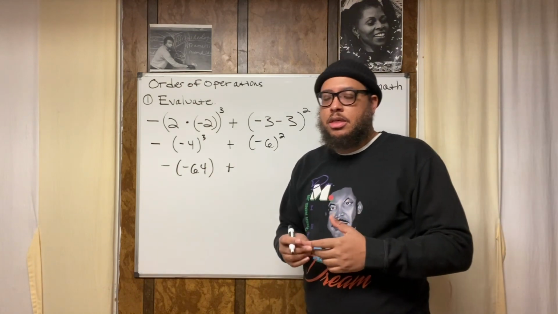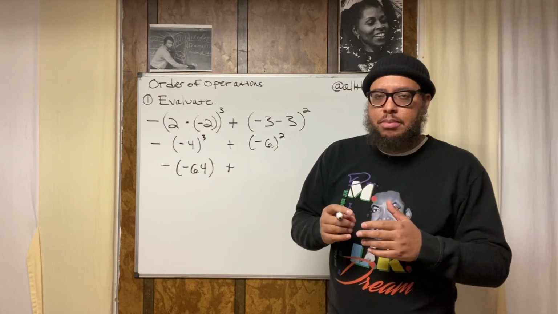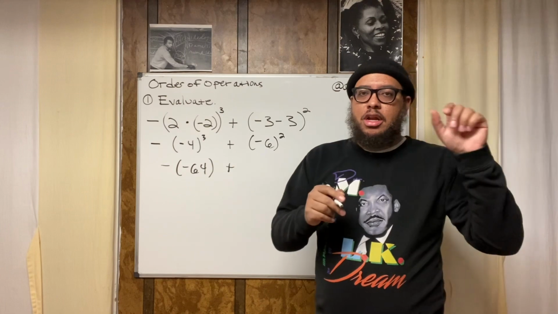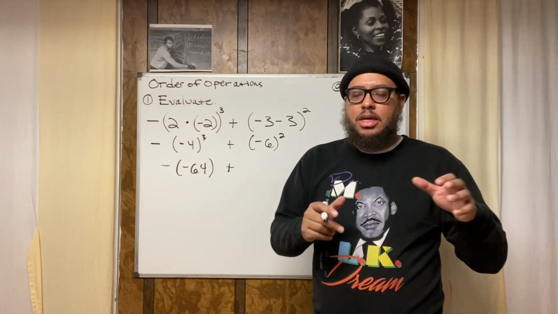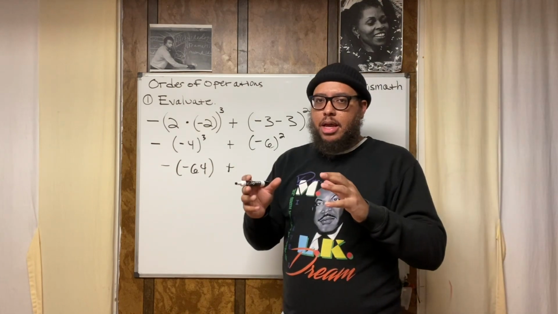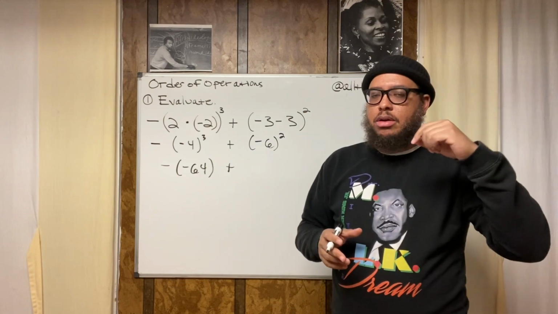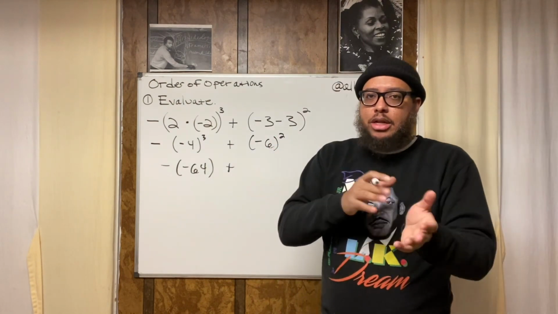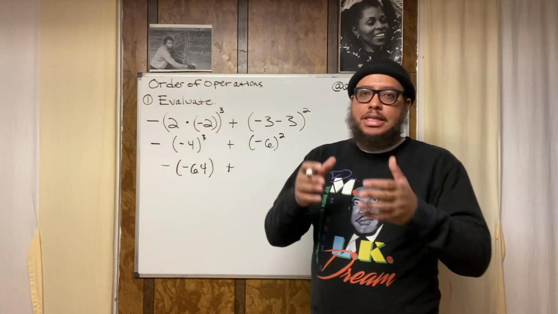Sometimes parentheses represent multiplication because if a number is inside parentheses and there's another number next to it outside of the parentheses, that just means that you need to multiply that. But because people don't understand what those parentheses mean in that situation, they think that you got to do that operation first. That's not the case.